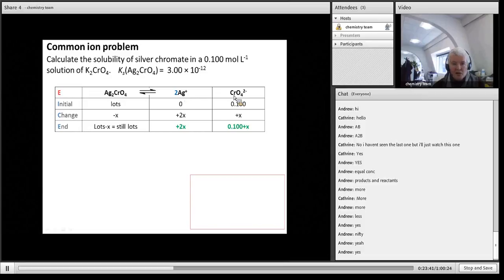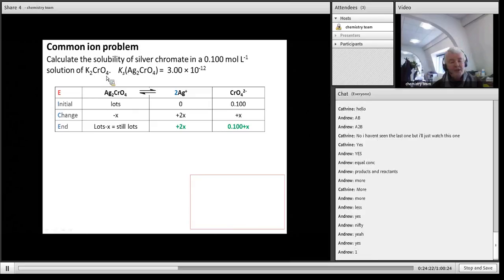Now again, we can ignore this side. When you do 306.2, the side gets more important when we do acids and bases, but it's not important in the solubility ones. What I'm trying to say is, in the beginning, I don't have any silver ions, but I do have chromate ions, because I've got a 0.1 mole per liter solution of potassium chromate. So I've got 0.1, and the reason it's 0.1 is that for every 1 potassium chromate, how many chromates have I got?